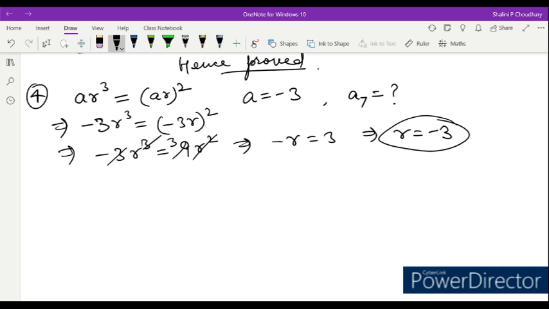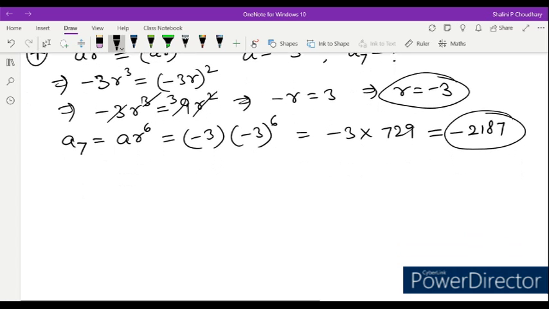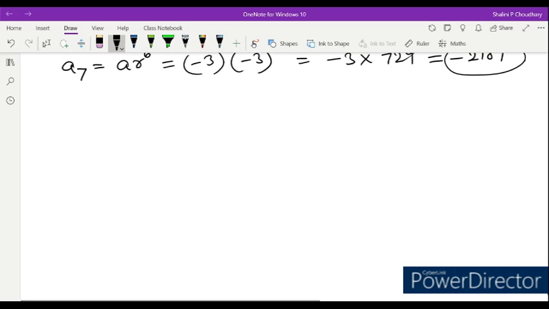We got the value of r. Now we have to find out a7. a7 will be equal to a r to the power 6. The value of a is minus 3, the value of r is minus 3, and to the power 6. Okay? So it will be minus 3 into minus 3 to the power 6, which is 729. So 729 into minus 3 will be equal to minus 2187. Okay, so this will be the 7th term. Now we'll move to question number 5.